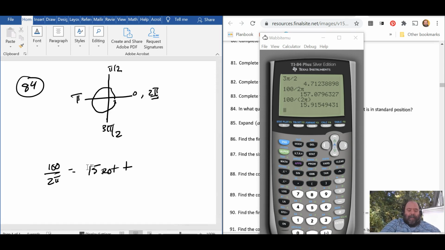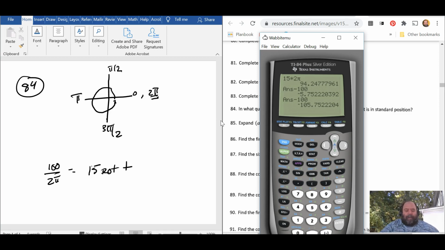So if I took 15 rotations, that would be 15 times 2 pi, right? There we go. So that's 30 pi, which is 94.2. And then we're going to subtract 100 from that because that's going to give me my residual. So I'm 5.75, right?